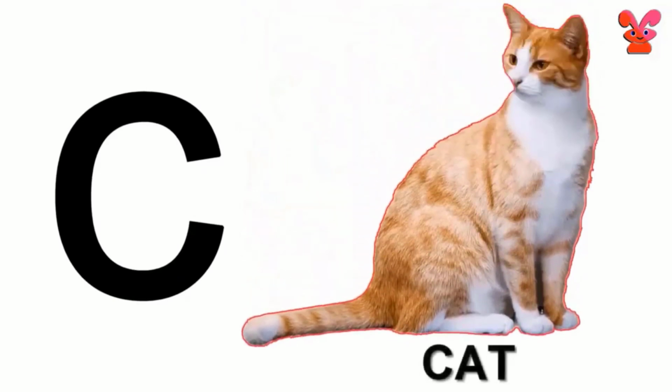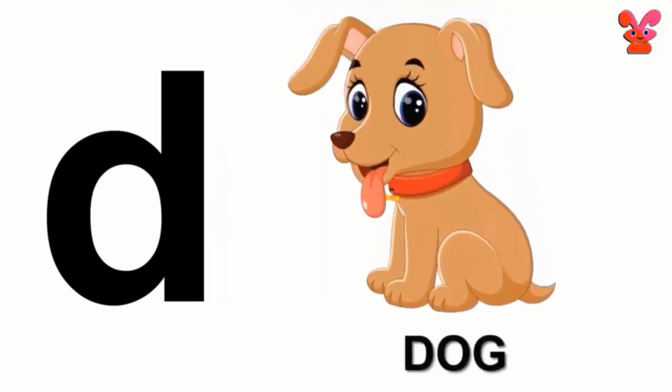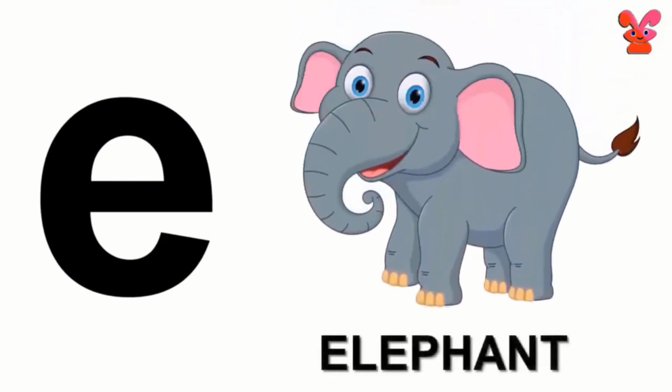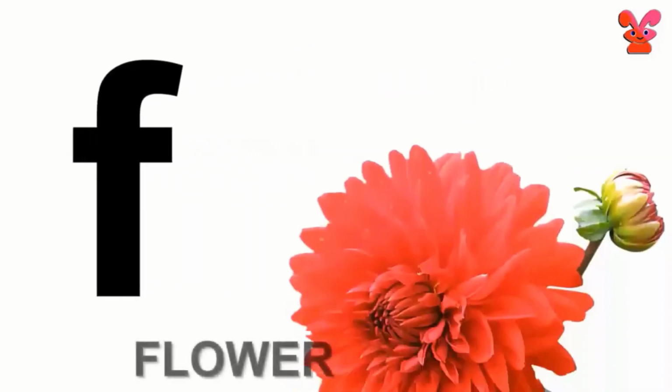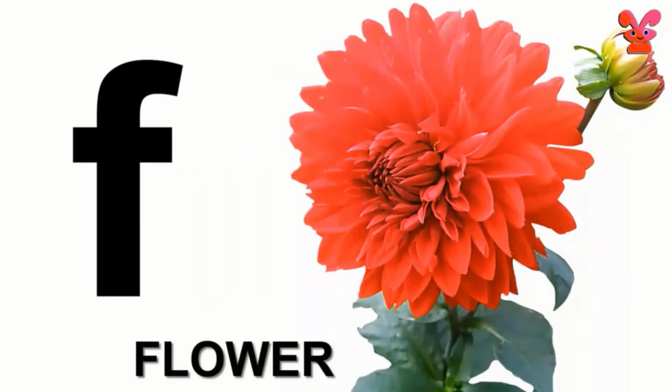C. C for cat, C-A-T, cat. D. D for dog, D-O-G, dog. E. E for elephant, E-L-E-P-H-A-N-T, elephant. F. F for flower, F-L-O-W-E-R, flower.